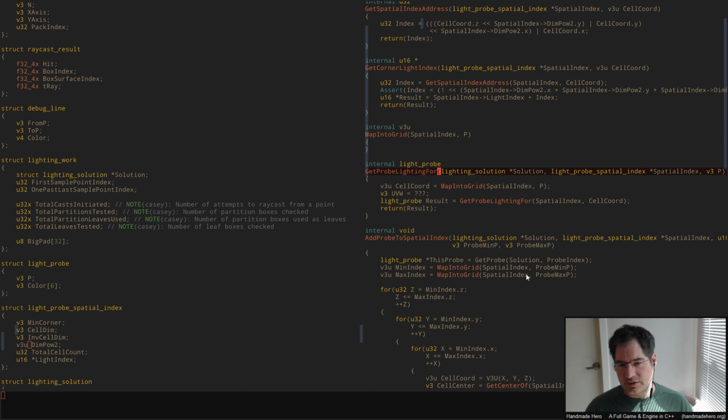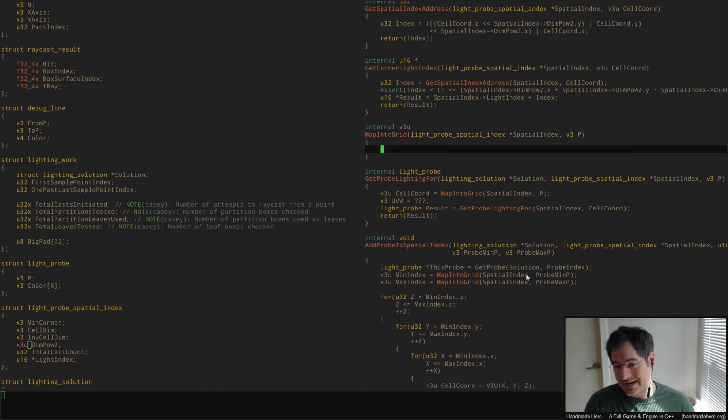So in here, once we do our get probe lighting, and also where we use it in map into grid, we know we've got one more thing to do. If we have an arbitrary position, we have to have some way of actually producing from an arbitrary 3D point what the coordinates of the grid are, which are a discrete thing, right? We've done this so many times on Handmade here, I'm not going to belabor the point, but it's trivial, right? For any given spatial index, we know we have the minimum corner. So first we just make the P relative to the minimum corner, right?